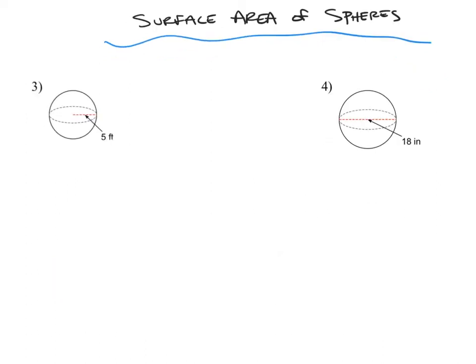Next. Alrighty guys, now we're going to look at surface area of the spheres. So volume, we were talking about filling the sphere. How much stuff can I put inside the sphere? Now we're talking about surface area. So surface area is like what it takes to wrap the sphere.